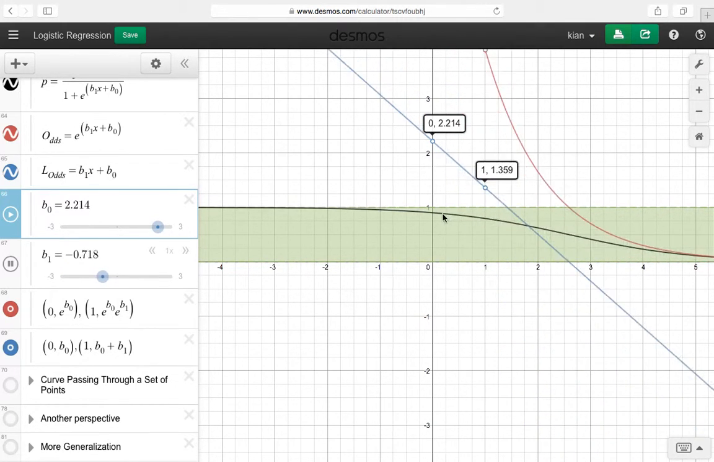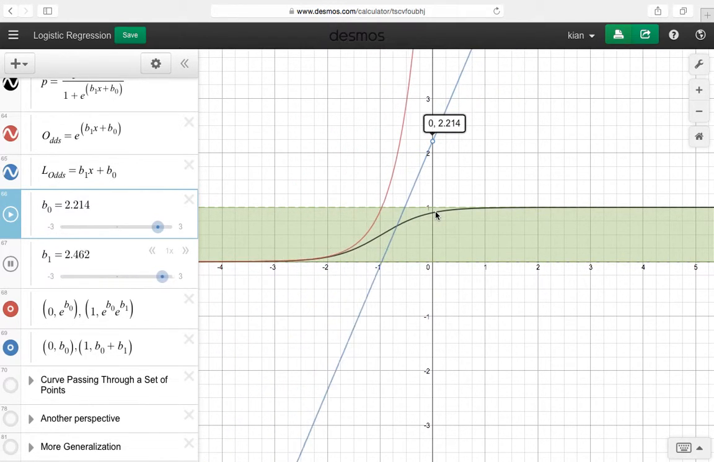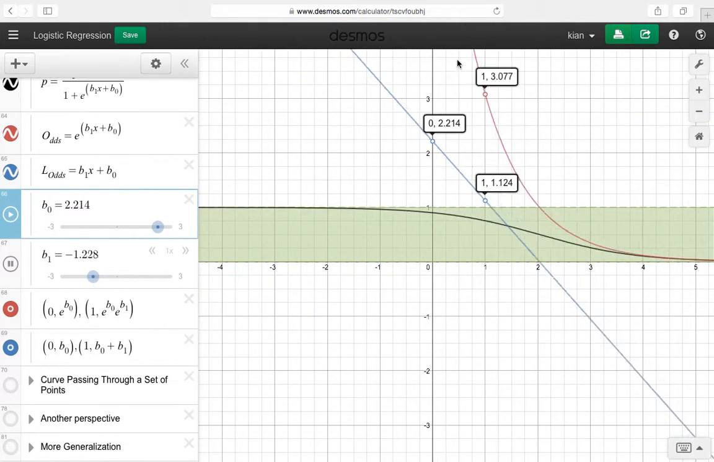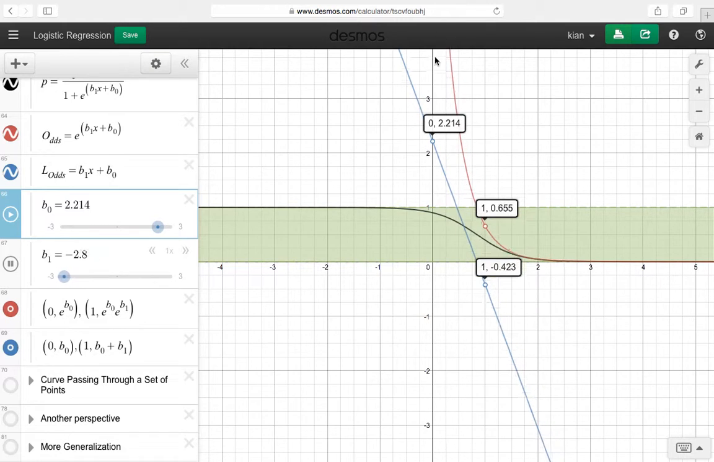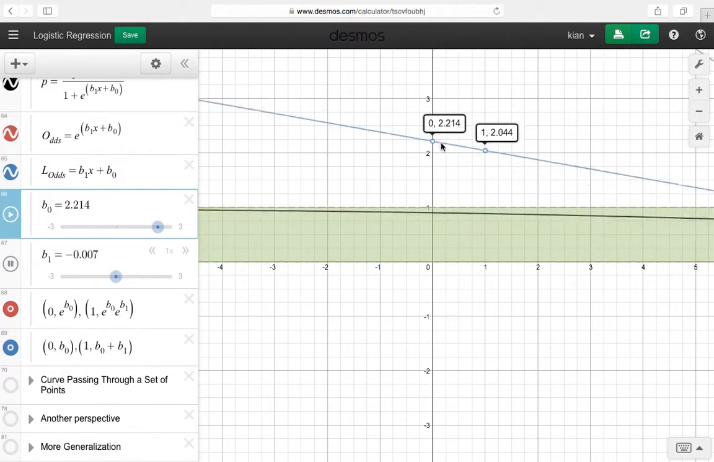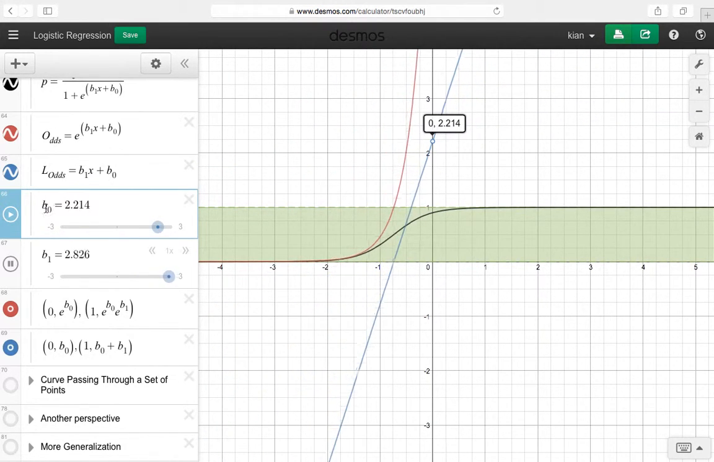So by looking at the probability value at x equals 0, we can have a sense of what beta 0 is going to be. If probability is more than 50%, then the odds value would be more than 1, which means that the log of odds would be a positive number, and log of odds at x equals 0 is actually beta 0.